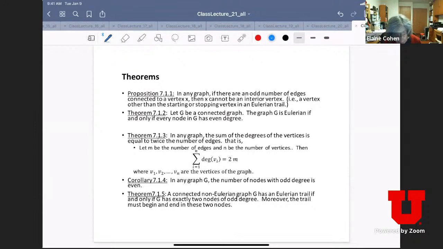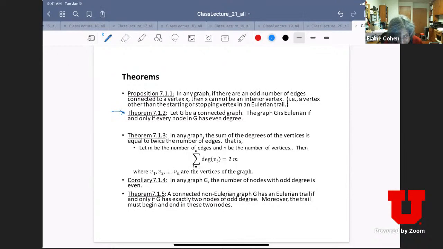Notice theorem 7.1.2. The 7.1 means it's chapter 7, section 1, and the 2 is the theorem or proposition in that section. It says a connected graph is Eulerian if and only if every node in G has an even degree. Now remember, a graph that is not connected cannot be Eulerian, because you can't make a trail through every edge that goes from one component to the other. You don't have a connected trail.